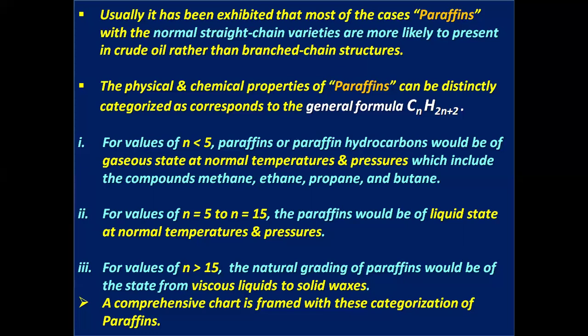Again, I repeat, for values of n less than 5, paraffin hydrocarbons would be of gaseous state at normal temperatures and pressures, which include the compounds methane, ethane, propane, and butane. For values of n equal to 5 to n equal to 15, the paraffins would be of liquid state at normal temperatures and pressures. For values of n greater than 15, the natural grading of paraffins would be from viscous liquids to solid waxes. A comprehensive chart is framed with this categorization of paraffins.